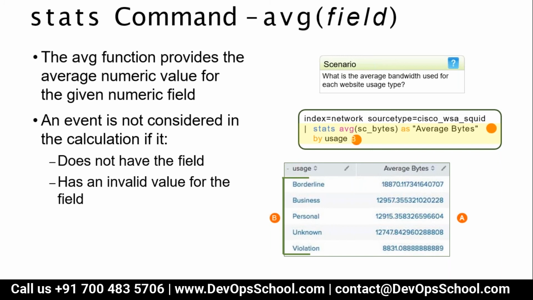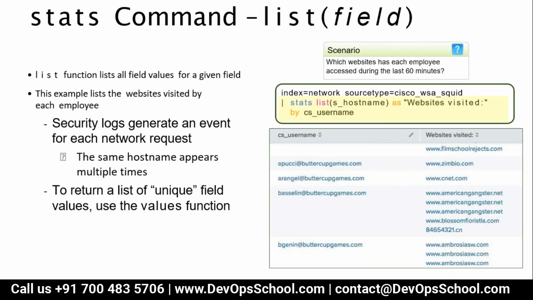So how can you do that? Here you look at stats average of bytes. You got the bytes, but give me that as average bytes, rename that as average byte, and give me that by usage. So by usage you get to know the usage of that particular field. This is the way you can use average. Next is the list one.